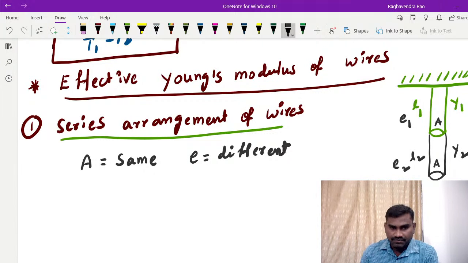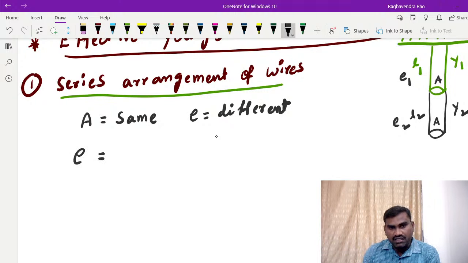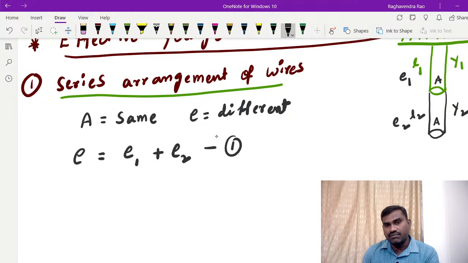As we know, what is the different parameter? From that different parameter, we are going to find the effective value. That is the key point we need to understand from the combination. Combination of resistors, in 7th standard you may have studied; combination of capacitors, combination of inductors, combination of wires, whatever it may be, the parameter which is different, that we need to take to find the effective value. Now, elongation is different because these two are made of different materials. So the total elongation produced E is equal to E1 plus E2. This is equation number 1.